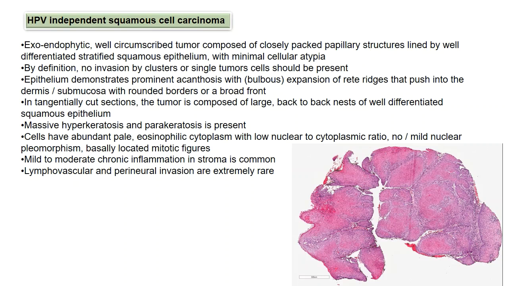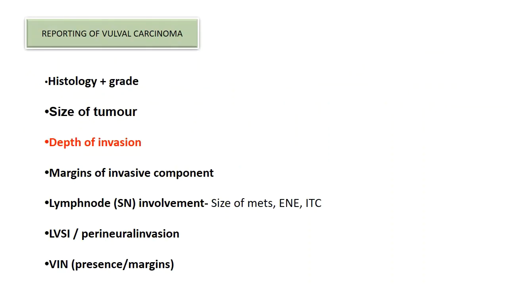The epithelium demonstrates prominent acanthosis with expansion of ridges that push into the dermis or the submucosa with rounded borders or a broad front. In tangentially cut sections, the tumor is composed of large back-to-back nests of well-differentiated squamous epithelium. The superficial lining shows hyperkeratosis and parakeratosis. The cells have abundant pale eosinophilic cytoplasm with low N/C ratio, no or mild nuclear pleomorphism, and basally located mitotic figures. Lymphovascular and perineural invasion are extremely rare.